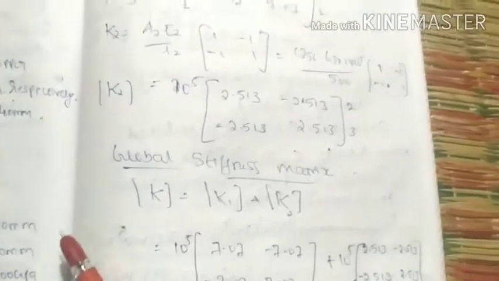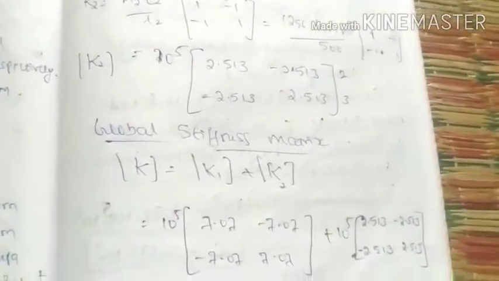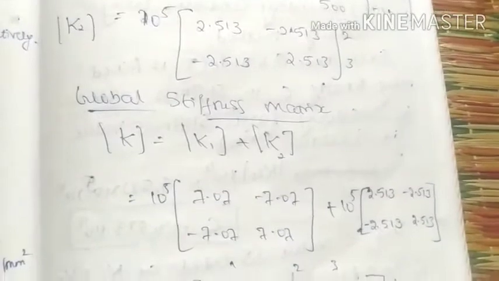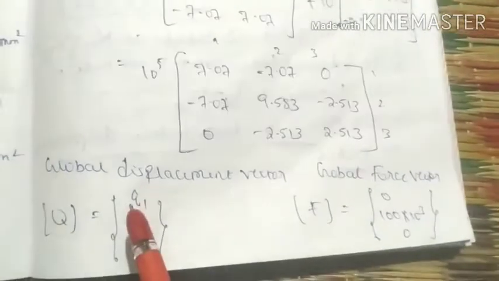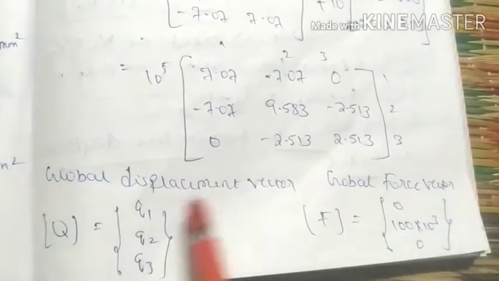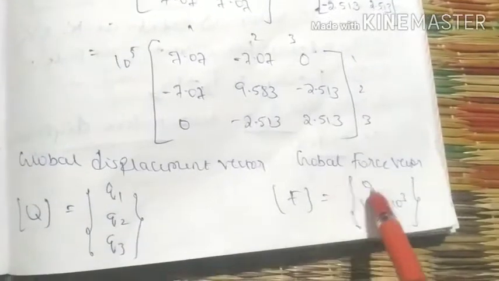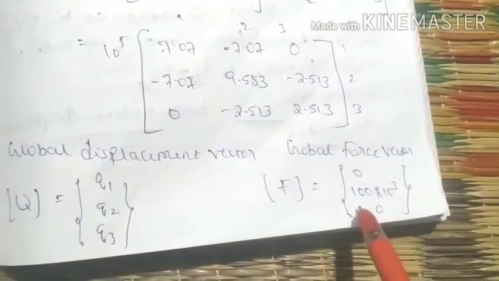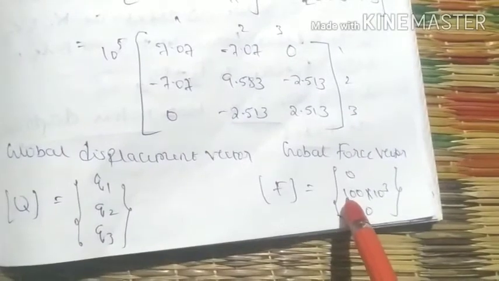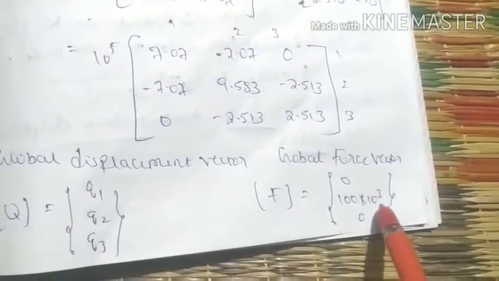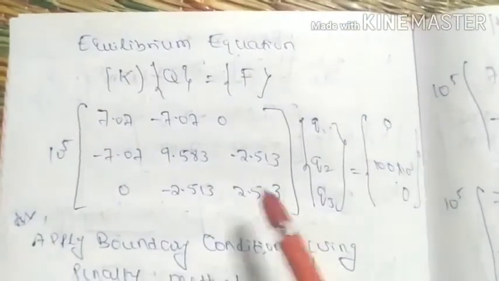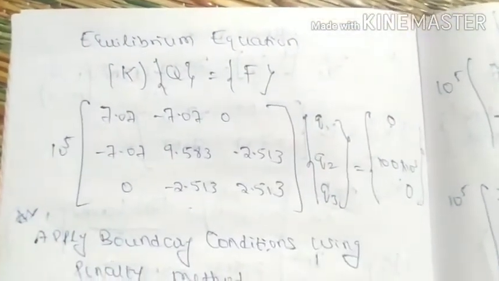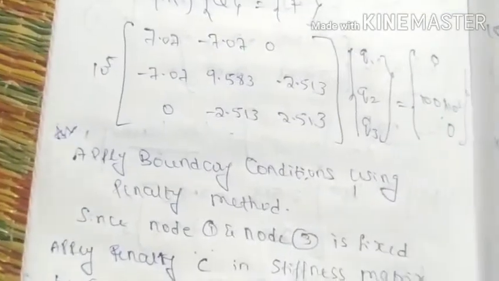Now we need to assemble the global stiffness matrix, that is K1 plus K2. If you add it, you get this. Next is the global displacement vector Q1, Q2, Q3 and the global force vector F1, F2, F3. F1 is 0 and F3 is also 0. At node number 2 the load is acting, that is 100 into 10 raised to 3 Newton. Now we write the equilibrium equation, KQ equals F. Up to here the steps are the same. Now here come the changes. Please observe carefully.